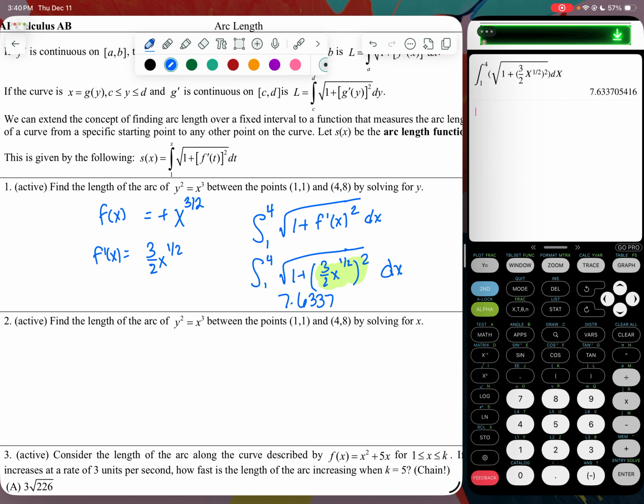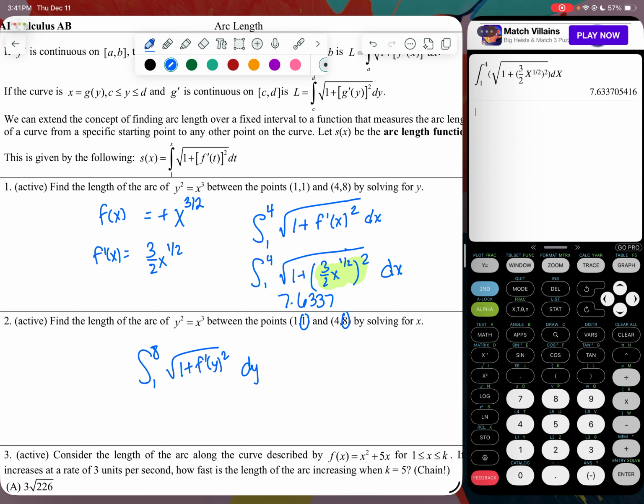Now, we're going to do the same thing for number 2, except this time we want to solve for x, which means that everything should be in terms of y. Meaning that your bounds are in terms of y. Lucky for us, that means that instead of going from 1 to 4, this is now going from 1 to 8. This is dy. 1 plus f prime of y squared.